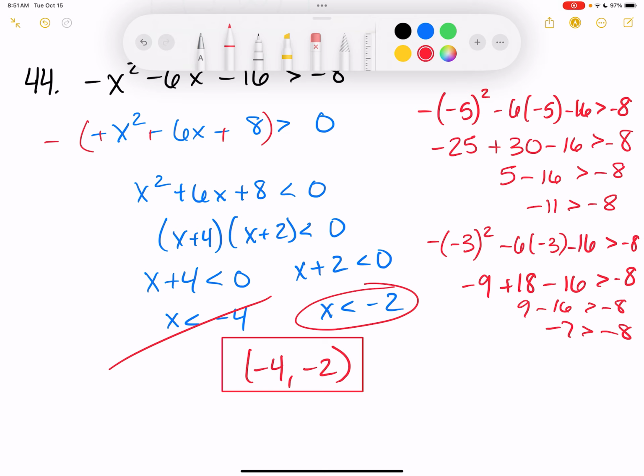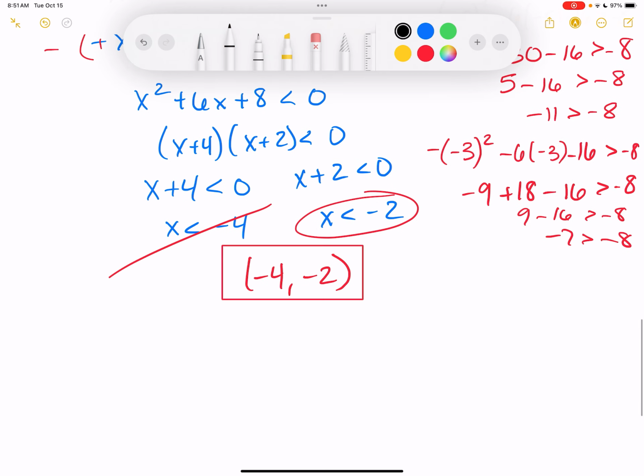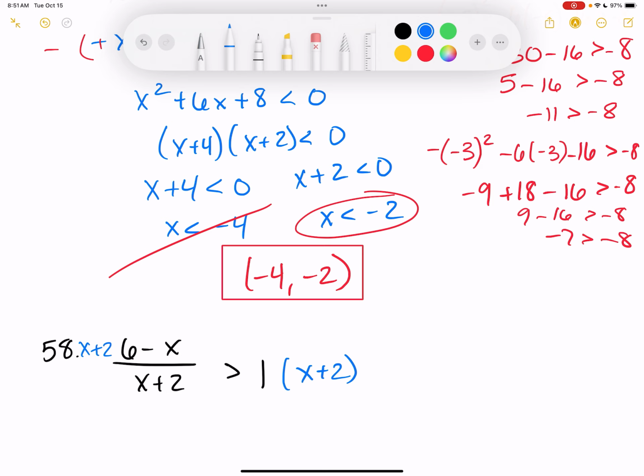Solve rational inequalities, give the solution set in interval notation. So these ones start us out with a rational where it looks like this: 6 minus x over x plus 2 is greater than 1. So when I have this, I want to get rid of that fraction. So I'm going to multiply both sides by x plus 2. So it gets rid of it over here. So I end up being left with 6 minus x is greater than x plus 2.